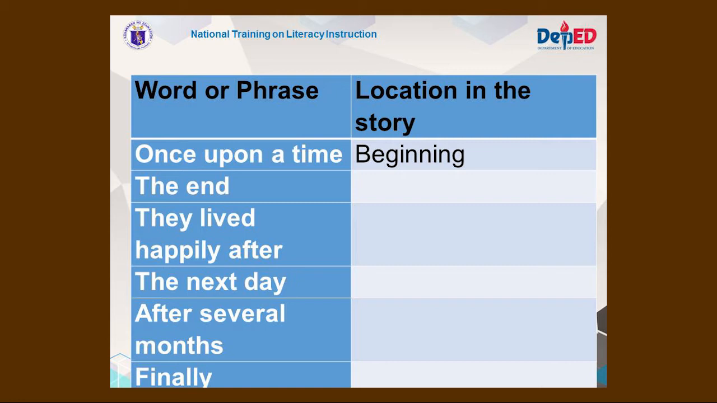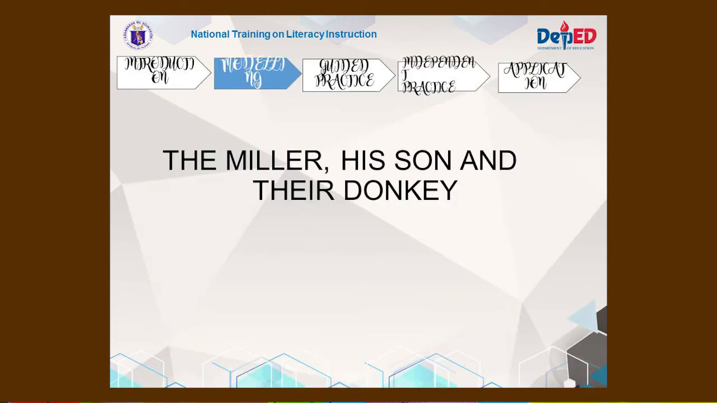Okay. After several months. Middle, yes. And then finally. Okay, so some of the signal words here will not be seen in the informative text, right? So we need to tell our learners. So I will read the text.